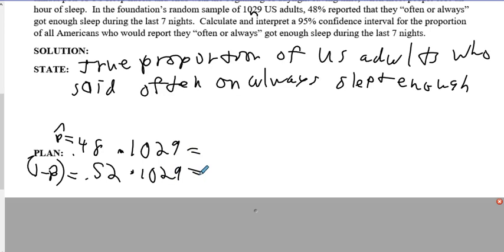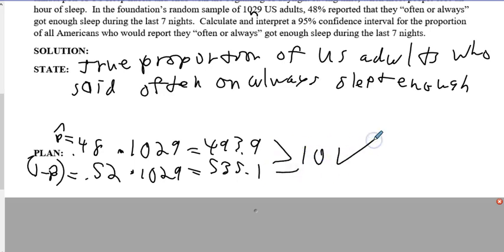That's going to give us 493.9 and 535.1. Both of those are clearly way over and above 10, so check. We're good to go. We're way above what we need.